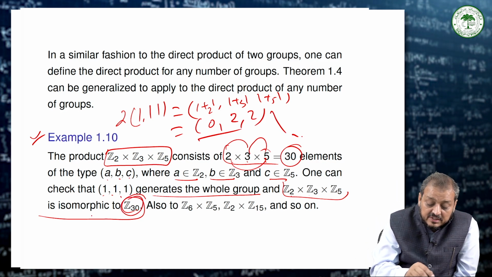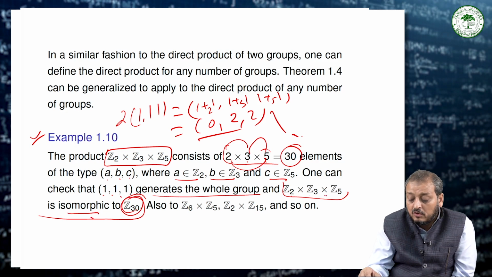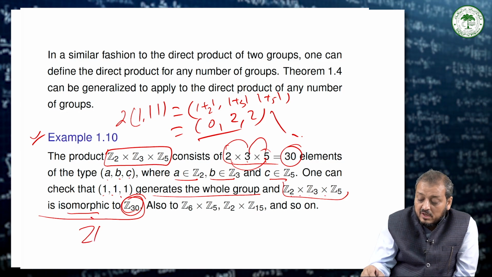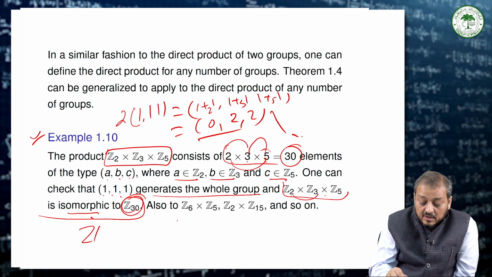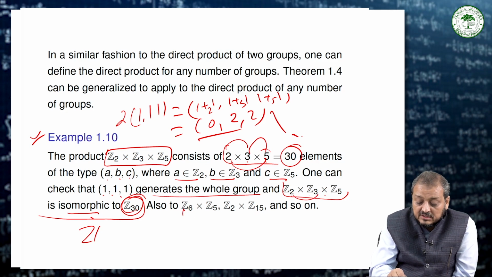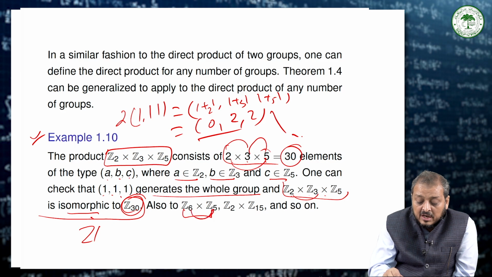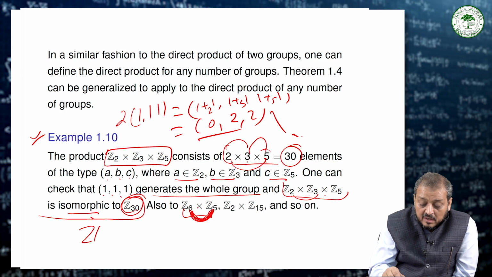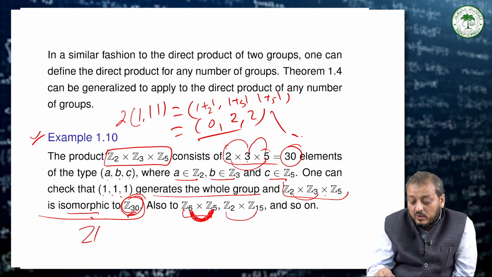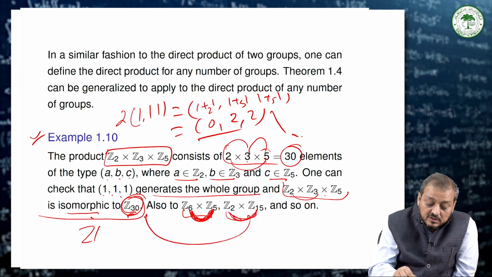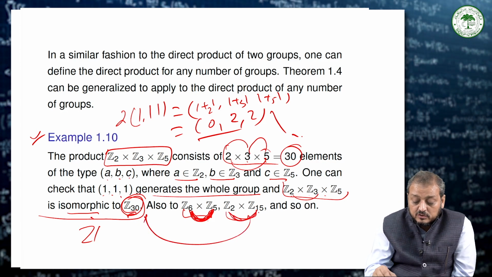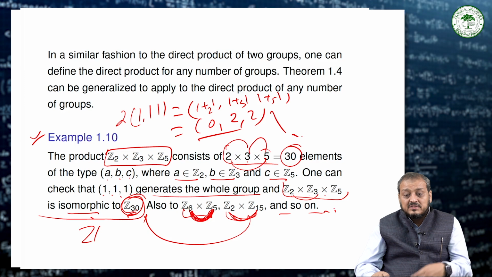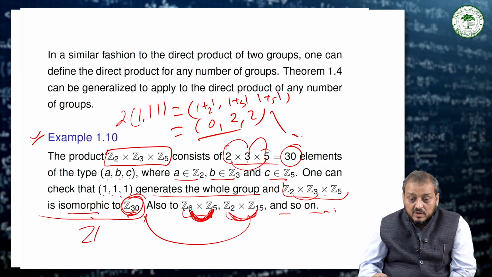And also this is Z30, isomorphic, because these are all relatively prime. This also means that if you take the two groups Z6 and Z5, these are relatively prime to each other, so the product is also isomorphic to Z30. And Z2 and Z15 are also relatively prime, so definitely this is also Z30. And so on, we can apply this theorem and extend it in this form.